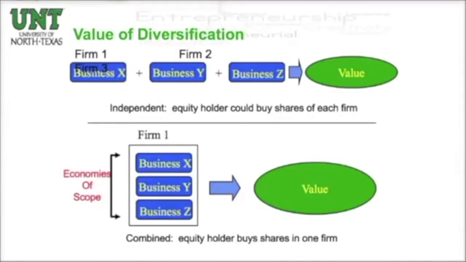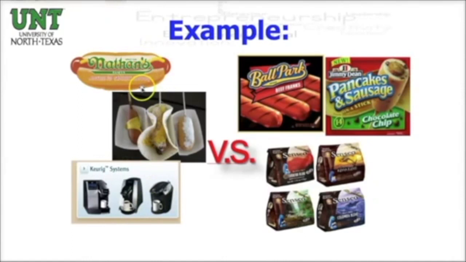So as an investor, you've got several different options here. One thing that an investor could do, if they wanted to be in industry X, industry Y, and industry Z, is just buy 3 different companies. Or they can buy one company which is in industry X, Y, and Z. So they've got 2 choices. Let's look at an example of this.